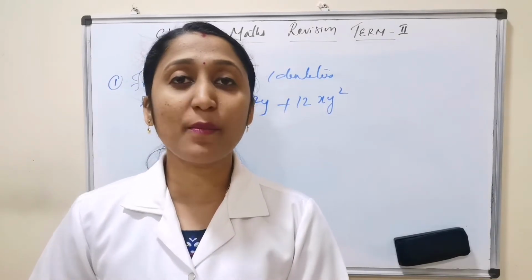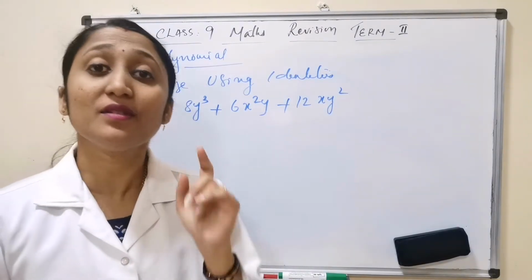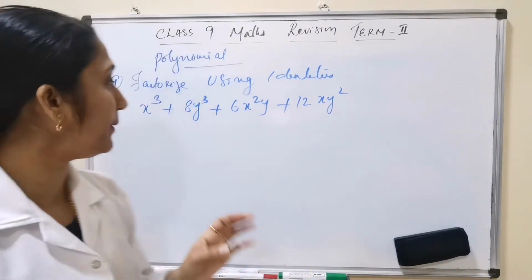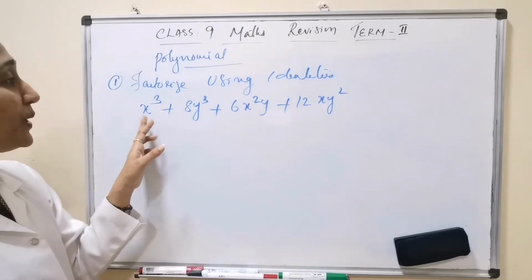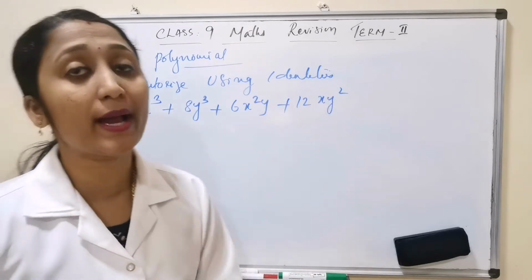Today we are discussing the polynomial chapter, factorization using identities. Let us see the first question: x cube plus 8y cube plus 6x square y plus 12xy square.